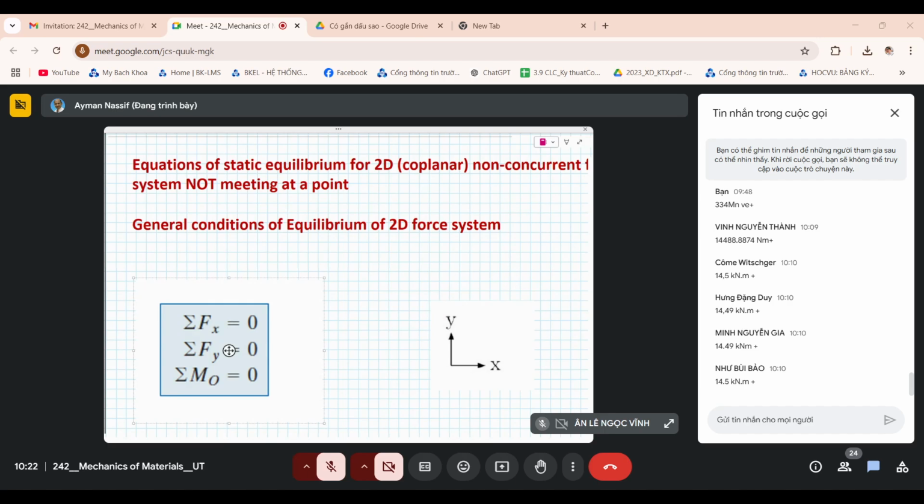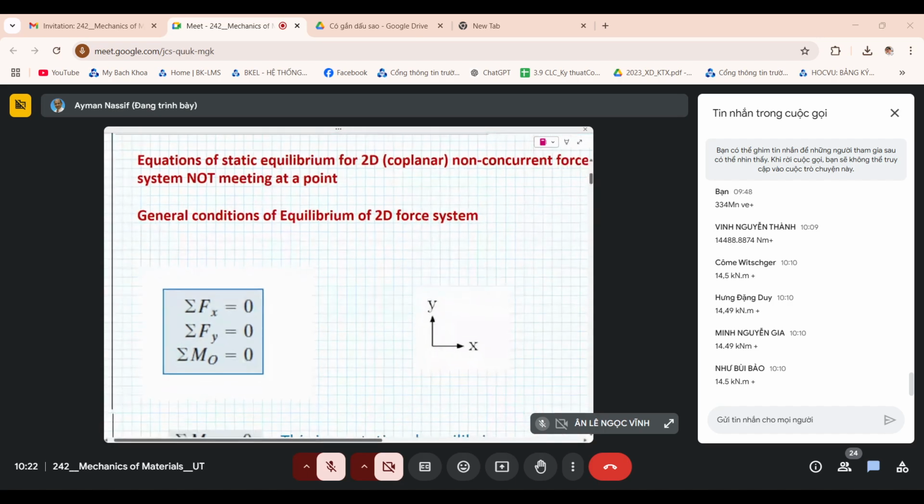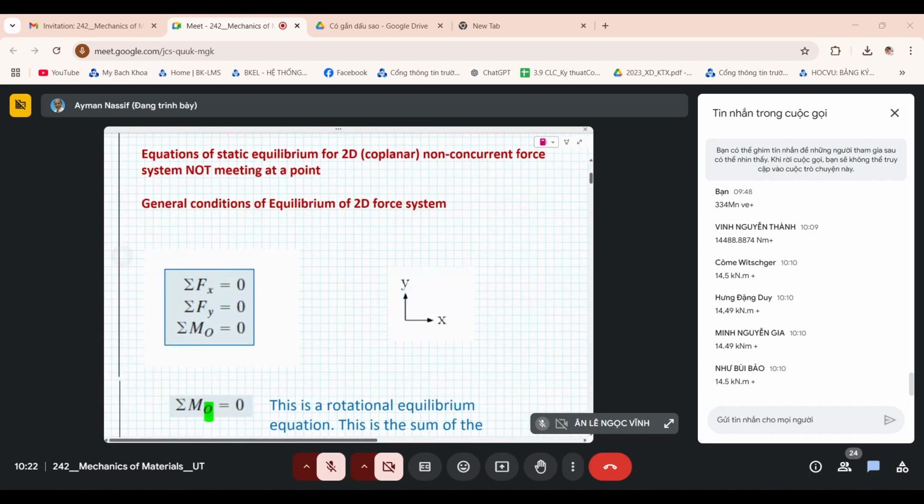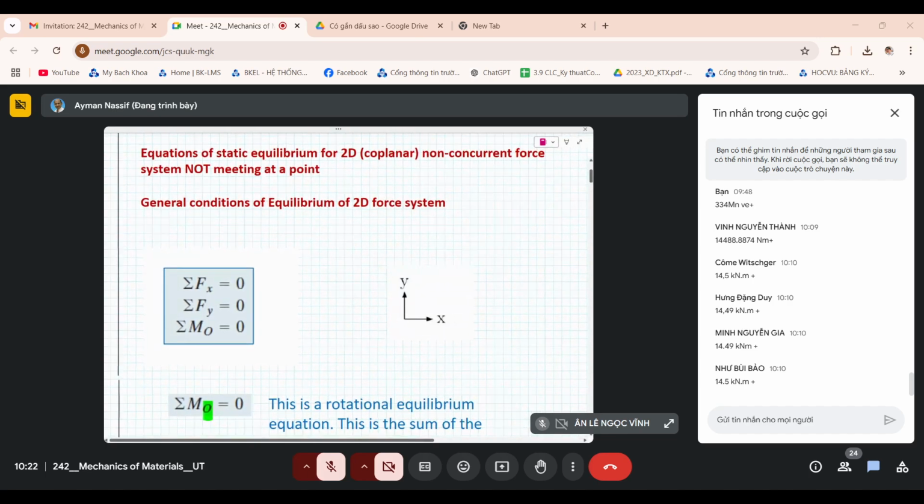Two of them are about the translational effect of all the forces, and one equation is related to the rotational effect of the forces in the plane of the forces. So if the non-concurrent force system is in static equilibrium, there are no translational effects and no rotational effects.